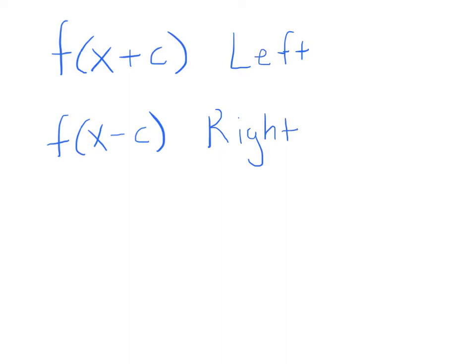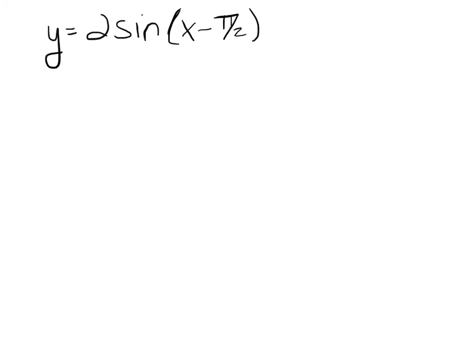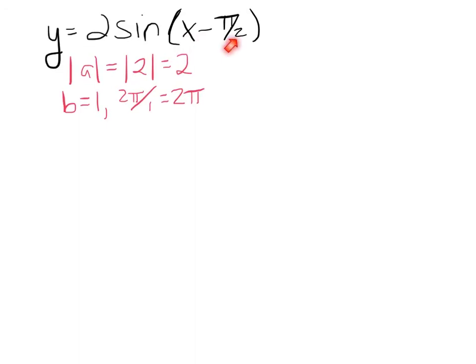So let's take a look at a specific example. We're going to graph y equals 2 sine of x minus pi over 2. Now we start this off the same way that we did the other graphs. We want our amplitude. We know that that is going to be equal to 2. Our frequency is 1, so the period is 2 pi over 1, which is 2 pi. We don't have a vertical shift, but we have a horizontal shift. Notice here, we've got x minus pi over 2, so this is going to shift pi over 2 units to the right.